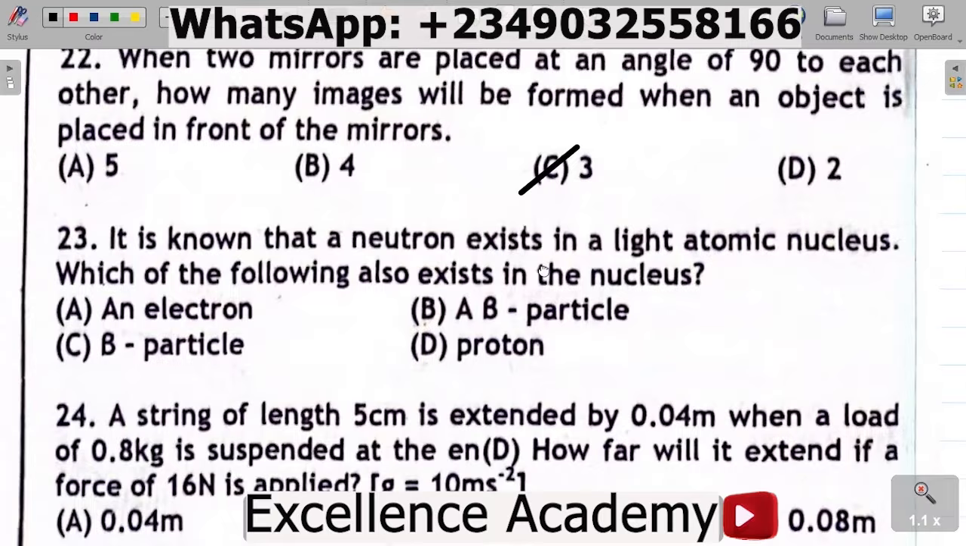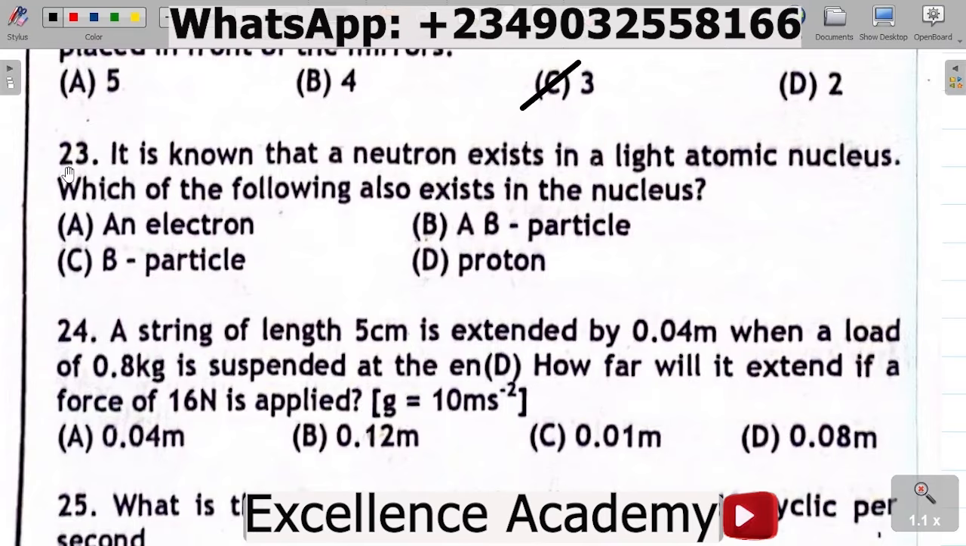Next up, question 23. It is known that a neutron exists in a light atomic nucleus. Which of the following also exists in the nucleus? You have A, an electron, B, a beta particle, C, beta particle, D, proton. I think B should have been alpha particle, perhaps. Anyways, D, proton. So what's the answer to this question?